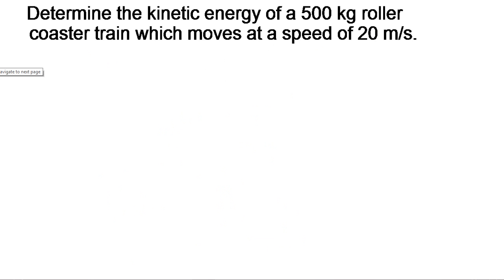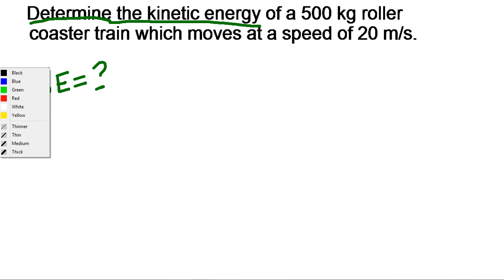Determine the kinetic energy of a 500 kilogram roller coaster train which moves at a speed of 20 meters per second. Step 1 is to identify what the question is asking. It's telling me determine. Determine is just like seeing the word what, and it's telling me to determine the kinetic energy. So I am trying to find kinetic energy. That is my unknown. That is what I'm solving for.